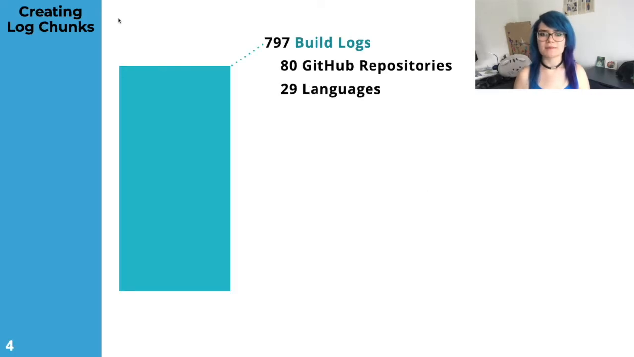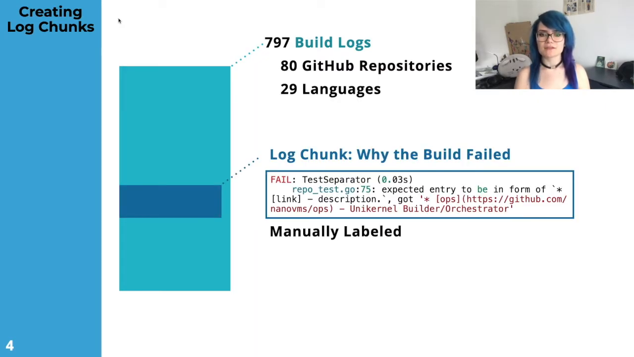LogChunks encompasses about 800 build logs from 80 different GitHub repositories that spread a range of 29 different programming languages. And that is because we wanted to show that these techniques can operate on a wide variety of projects and build tools. For each of the build logs, we manually labeled the chunk that describes why the build failed. So for example, the failing test or the linter warning.